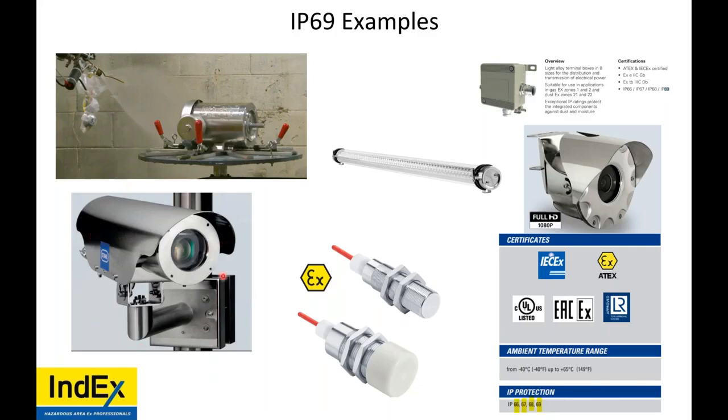Cameras, gas detectors, proximity sensors, even lighting, even little junction boxes and terminal boxes. Now, pay attention to the Stahl piece of equipment here. It's rated IP66, 67, 68, and 69. It could have actually been rated 66, 68, 69, and it would have taken care of all considerations.